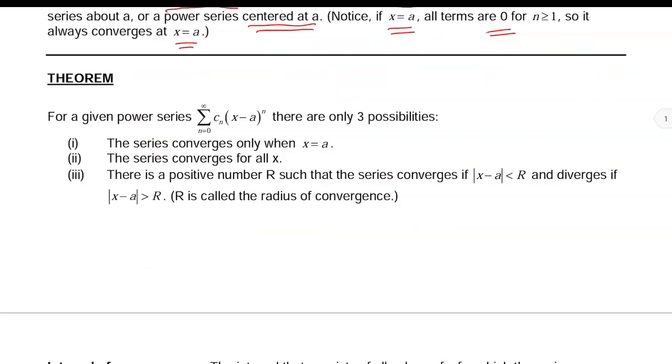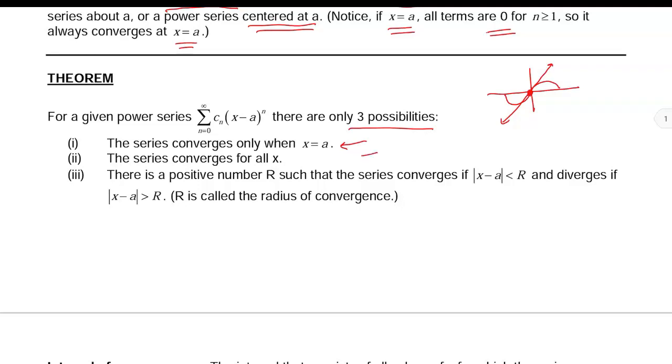A new theorem we have is the following. When you have a power series, there are only 3 possibilities for that power series. The series might only converge when x equals a. I compare that to the story where when we had the sine function and we tried to fit the line y equals x, and it pretty much just converged at x equals 0, meaning it just intersected at x equals 0. We would say it converges only when x equals a.